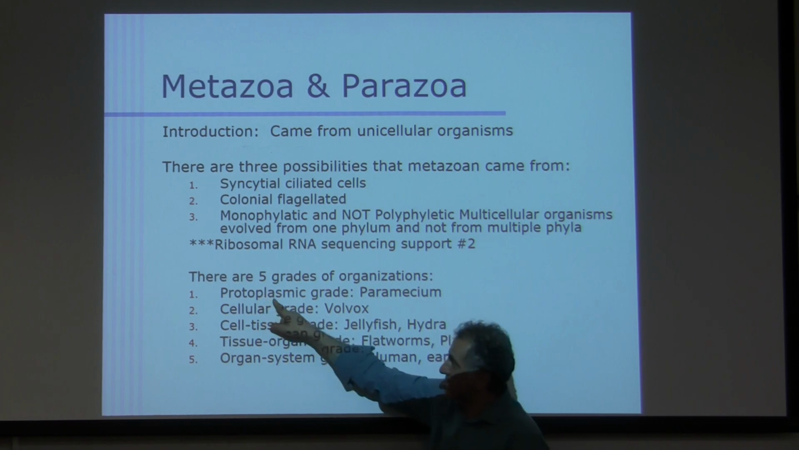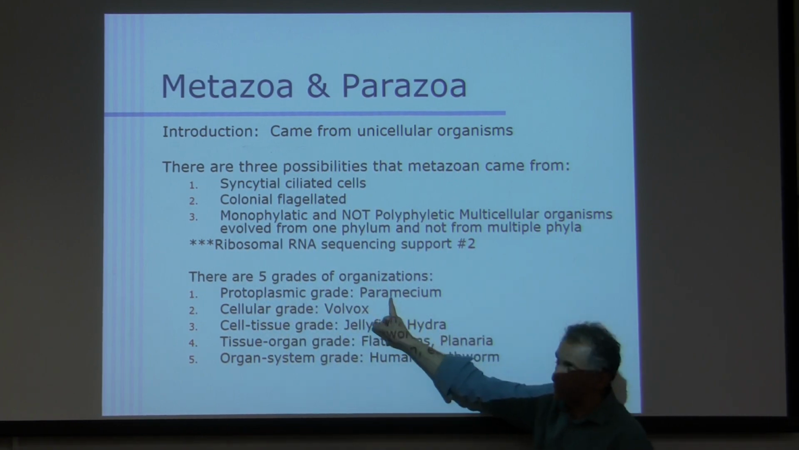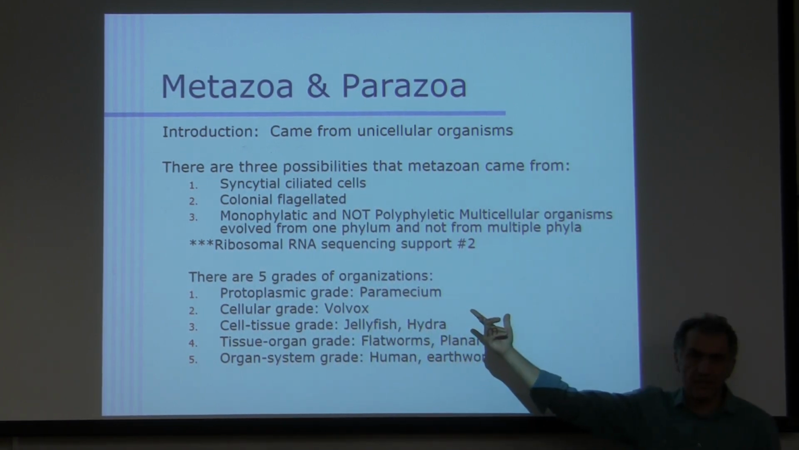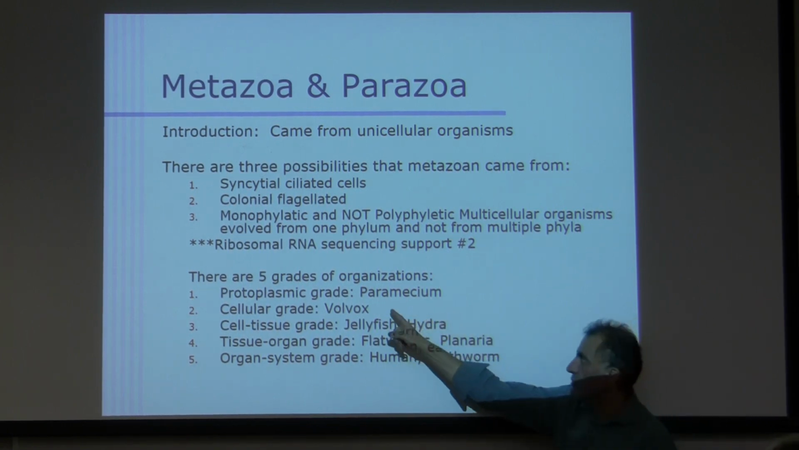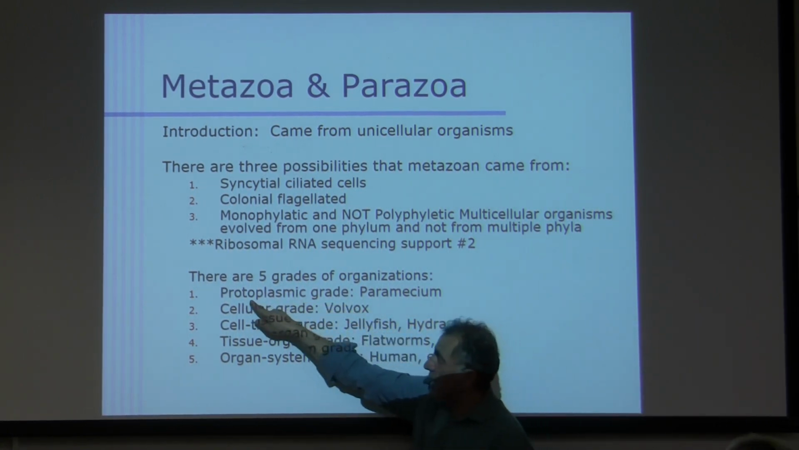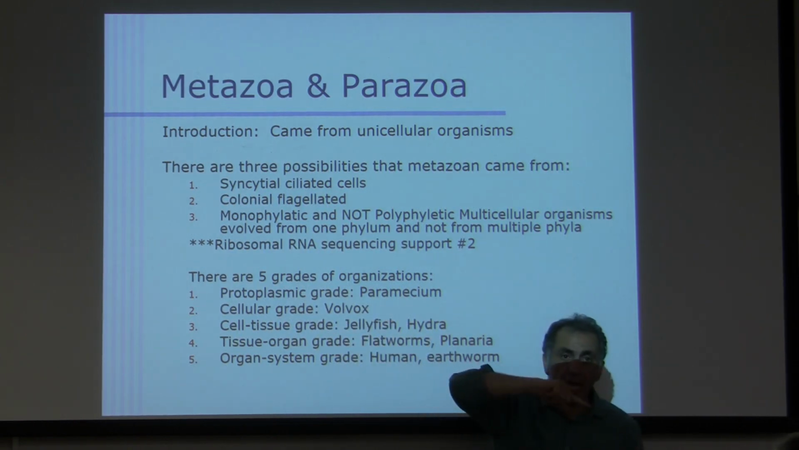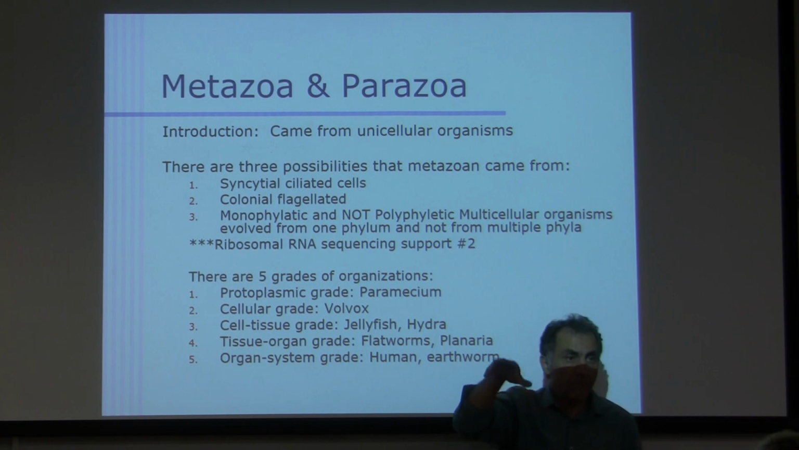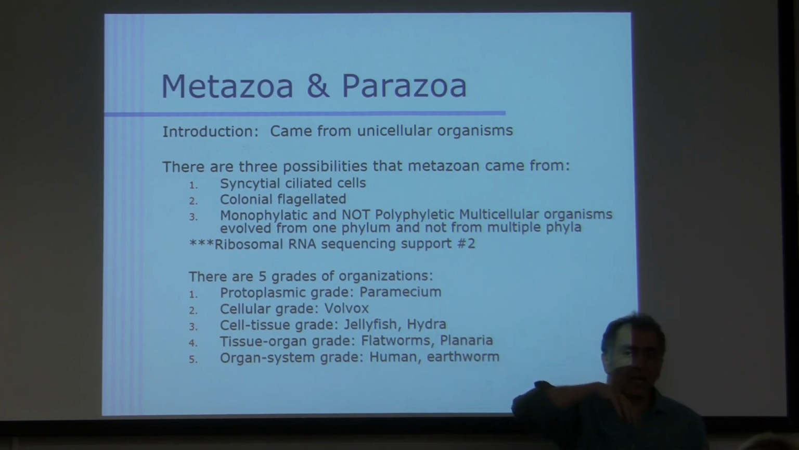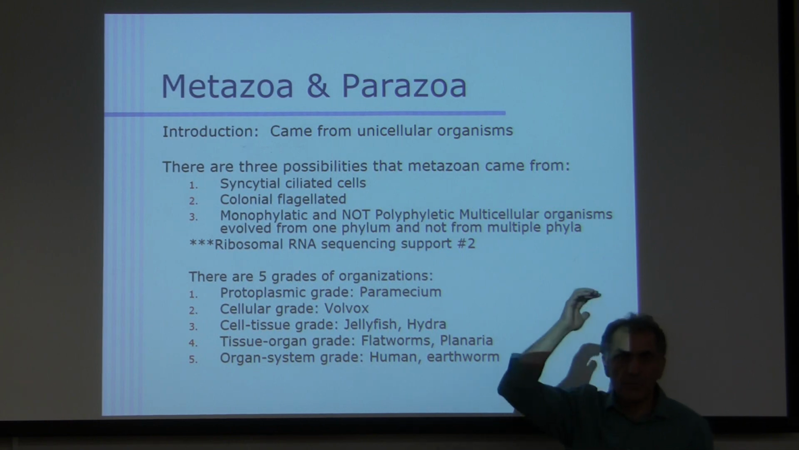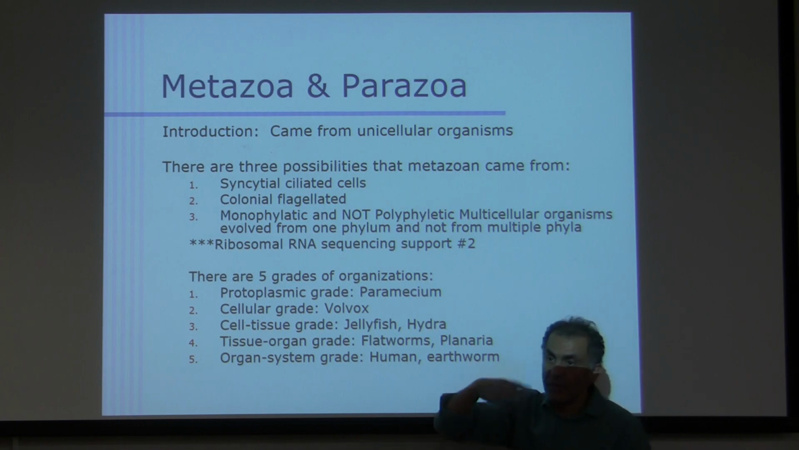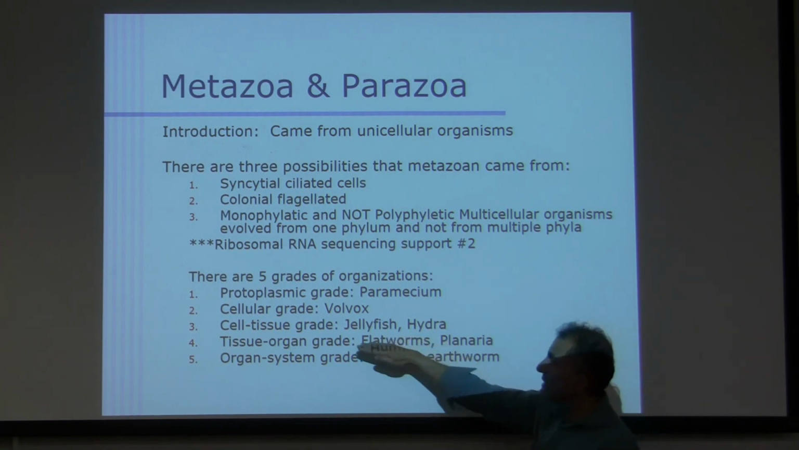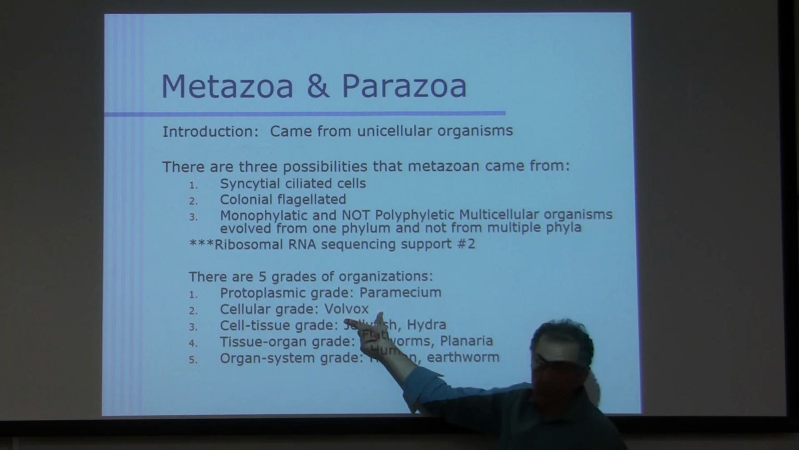The first grade is the protoplasmic grade, like paramecium. An example of that would be paramecium organisms, amoeba. Those all belong to the protoplasmic grade. So you have the kingdom, then you have the grade, then you have a clade. It's different than what you learn in biology. Well, in biology one they talk about kingdom, but it's a little bit different than what your old edition of the textbook is talking about. Then the next one is the cellular grade, like volvox.